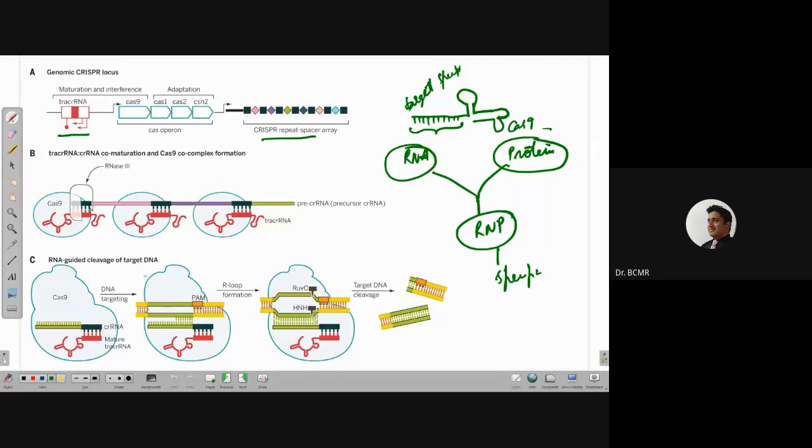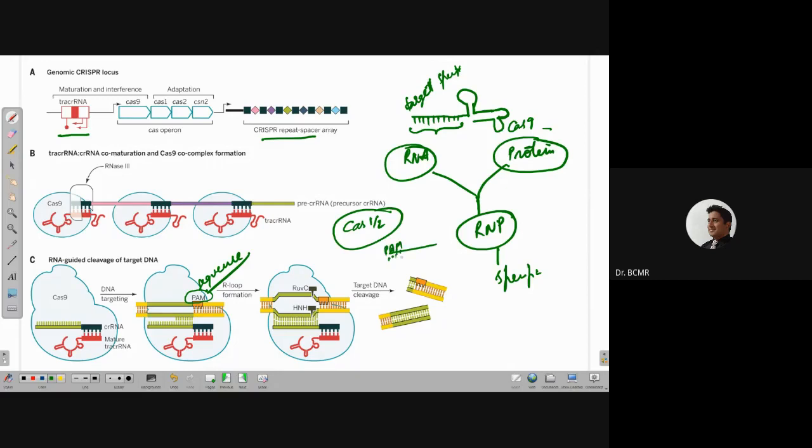During cleavage, it only cleaves nearby the PAM sequence. Why is that? The target sequences are usually present on the target. Targets all usually have this PAM sequence. Why is that? It's because, you remember, during adaptation, Cas1 and Cas2 cleave DNA near the PAM sequence.